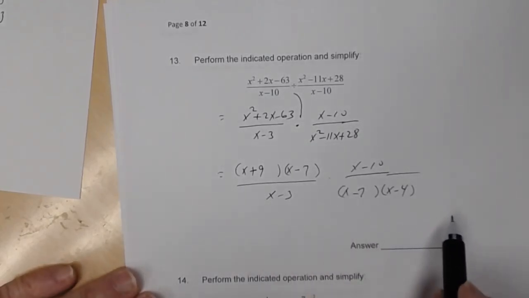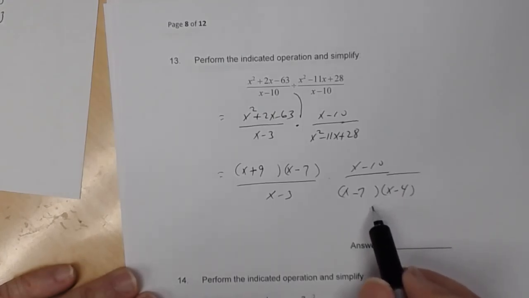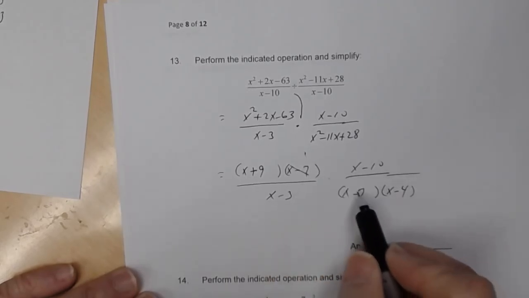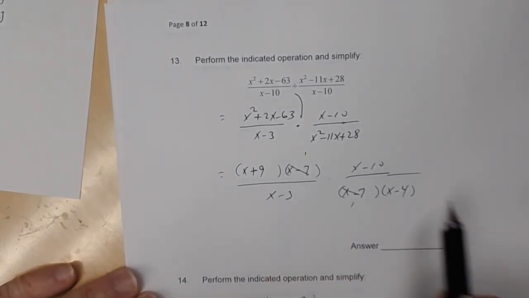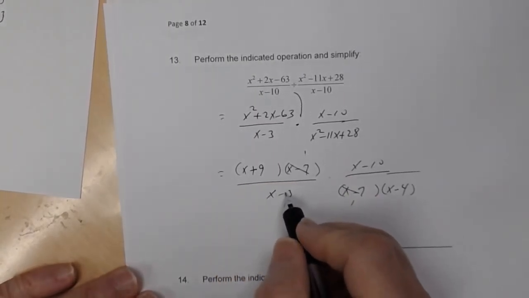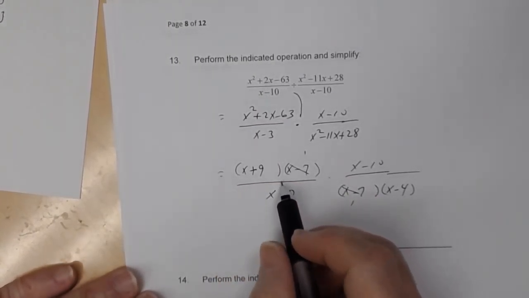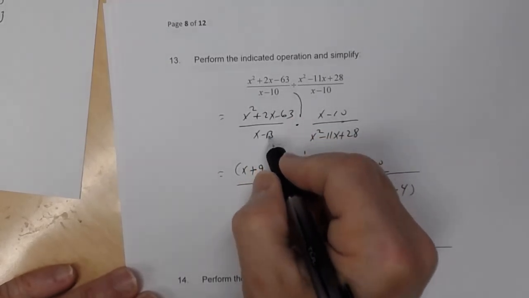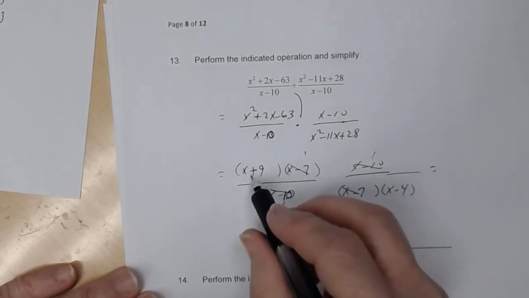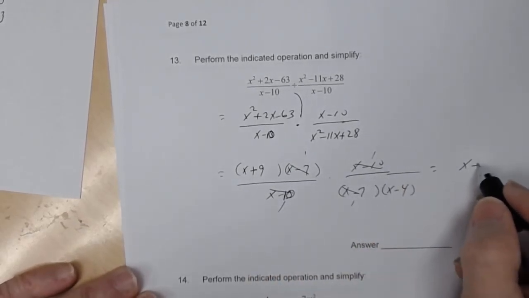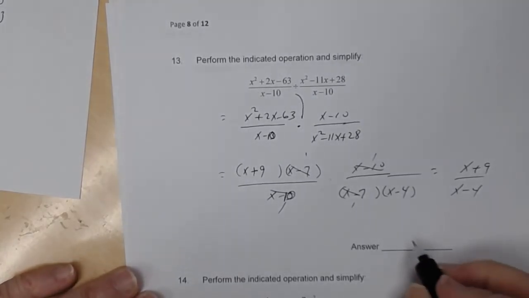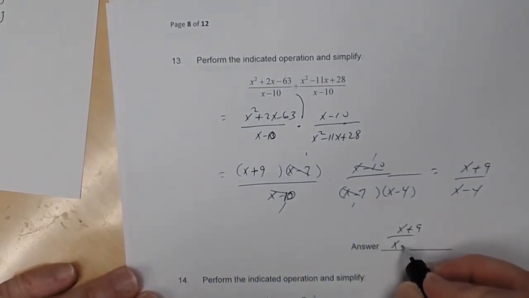And then I reduce common factors. And so it looks like I can reduce those. And that's about all I can do. I'm sorry, right here, that was x minus 10. Excuse me. I'm not sure why I said x minus 3. So that's x minus 10. All right, and then I can reduce those. And so I get x plus 9 times 1 times 1 is x plus 9. And then 1 times 1 times x minus 4 is x minus 4. So I have x plus 9 divided by x minus 4.